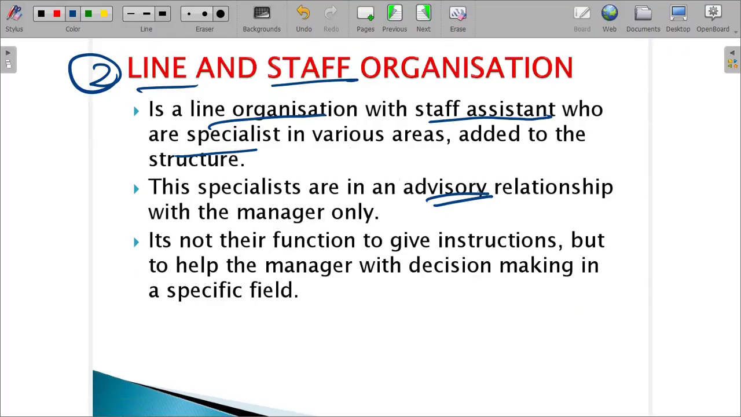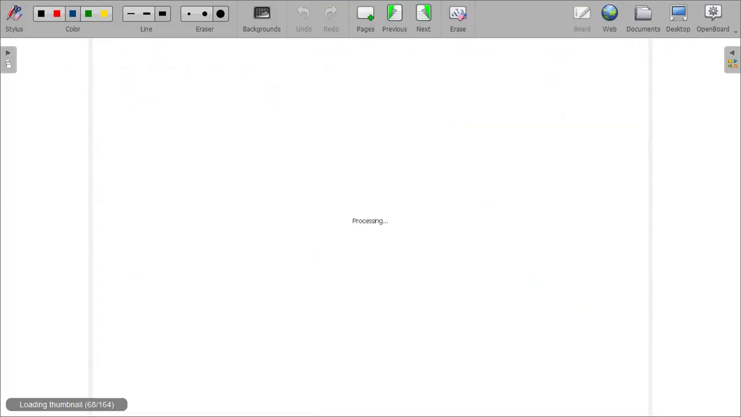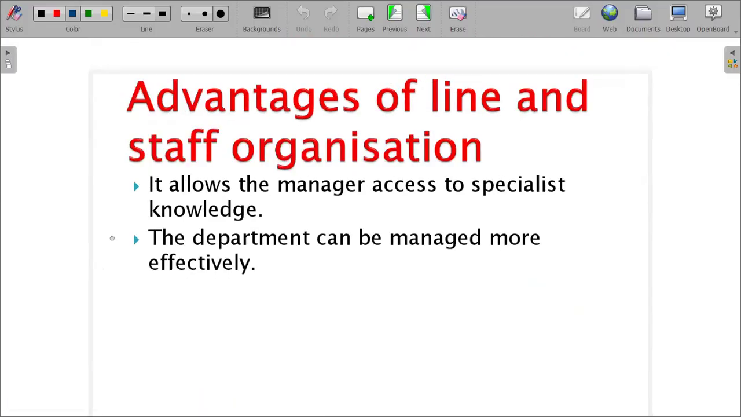The specialist normally provides advice to the manager, so he forms an advisory relationship with the manager. It is not their function to give instructions. They just give advice. They help the manager to make decisions in a specific field. Their duty is to provide advice, but they cannot give instructions to the manager to do something. So let's talk about this type of organization.